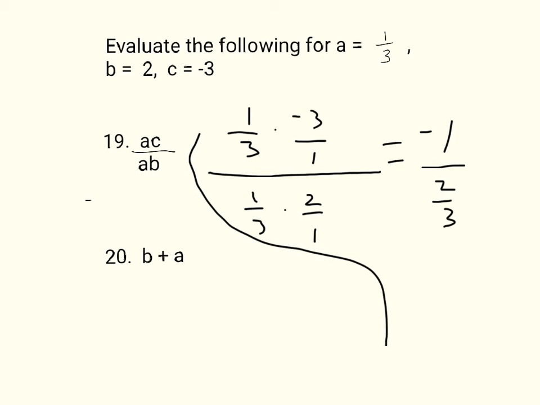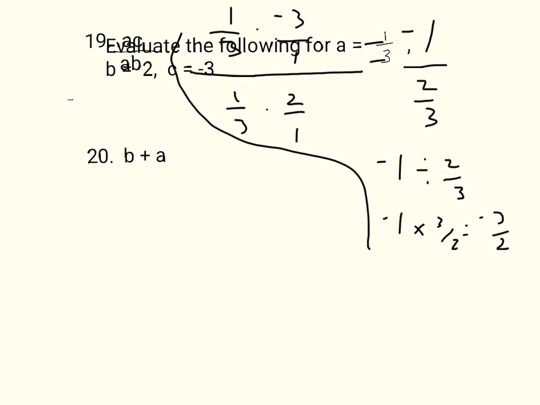I'm going to just divide this area here. Negative 1 divided by 2/3. And this is how we want to write it to make it simple. And then we do keep, change. Negative 1 times 3 over 2, which is negative 3 over 2. And the result of that is negative 1.5.